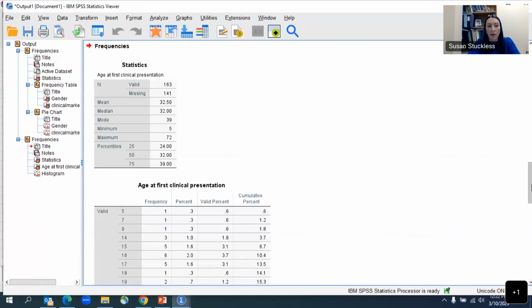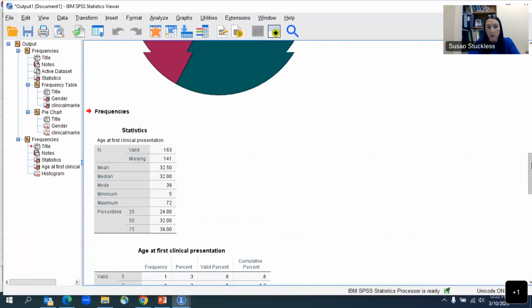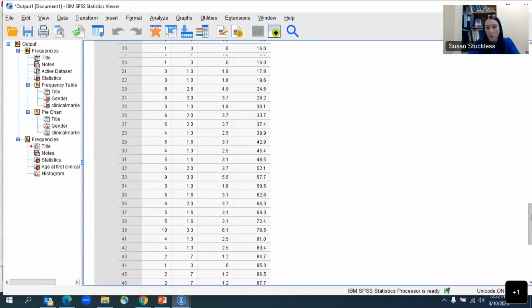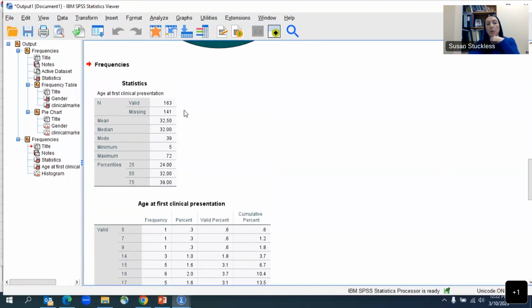Now, normally I probably would have unticked the option asking if you want to display your frequency table, because if you have a ton of data, that table is going to be massive and you don't necessarily need it. Here we can see the mean age at clinical presentation was 32 and a half. The median was 32. The youngest age was 5 and the oldest was 72. If we look at the percentiles, 25% of people were diagnosed with their first clinical problem below age 24, 25% were diagnosed between 24 and 32, that type of thing.